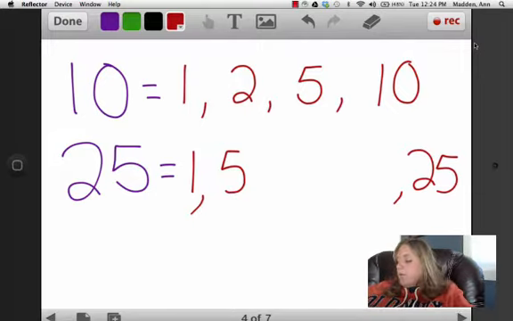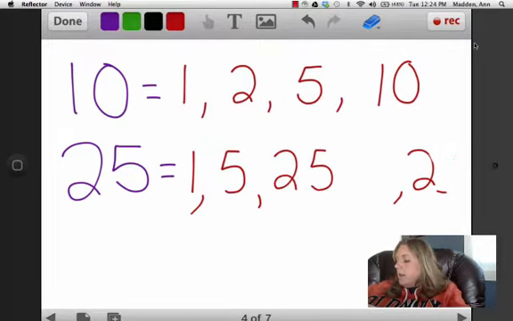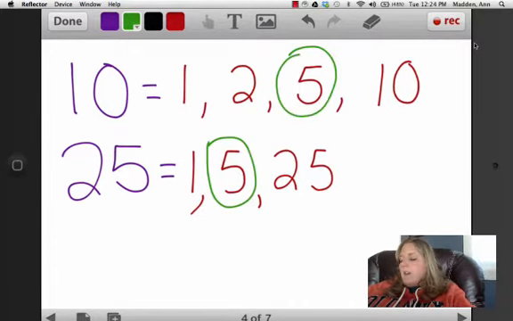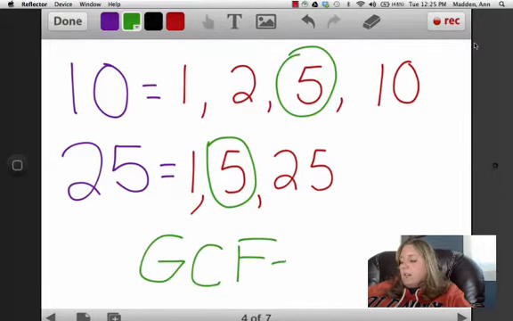So I'm actually going to move this 25 a bit closer and erase it there. So my factors of 25 are 1, 5, and 25. Now what I need to do is find the greatest common factor. The greatest number that they have in common is the number 5. So the GCF of 10 and 25 is 5.